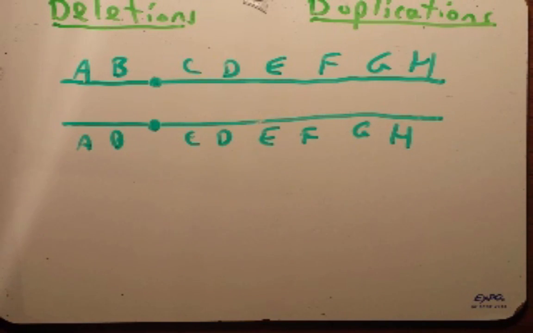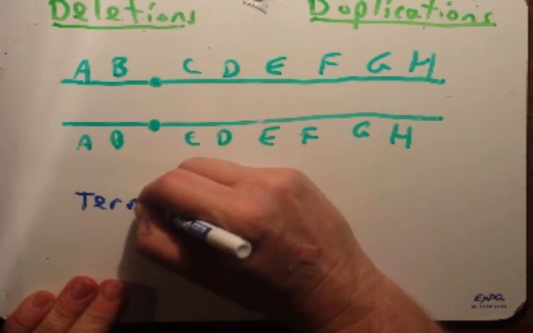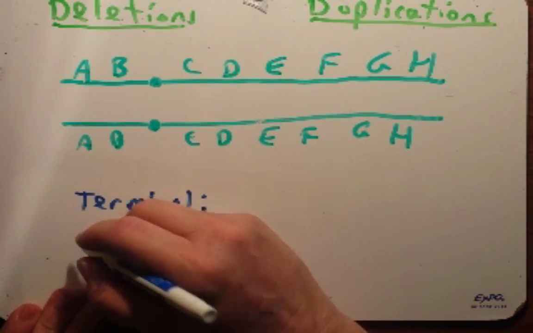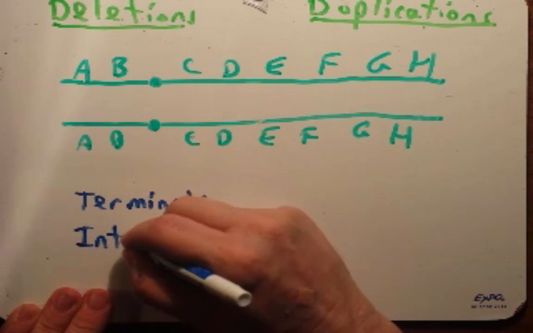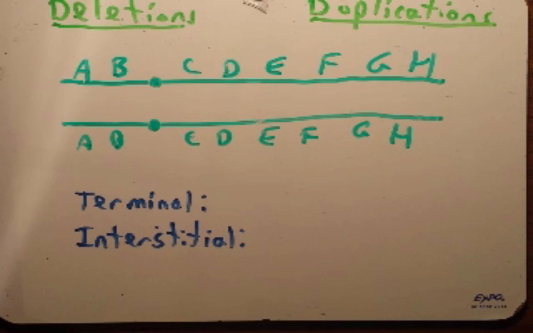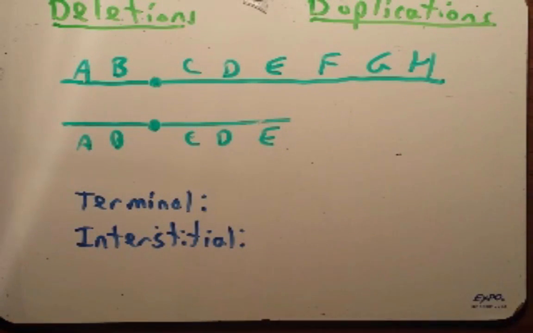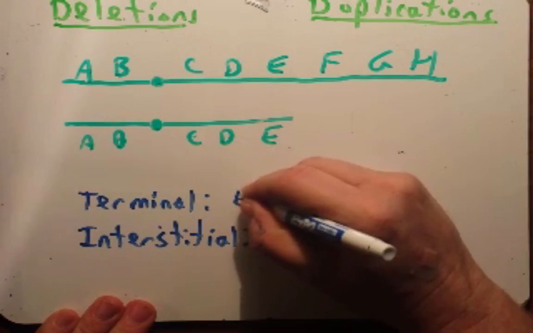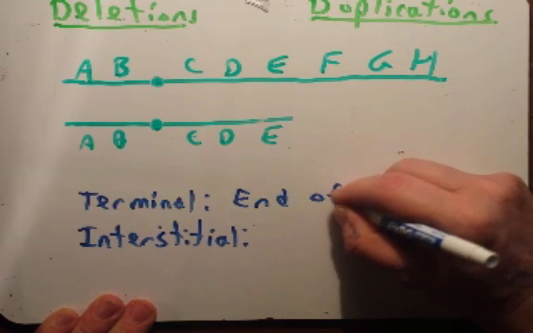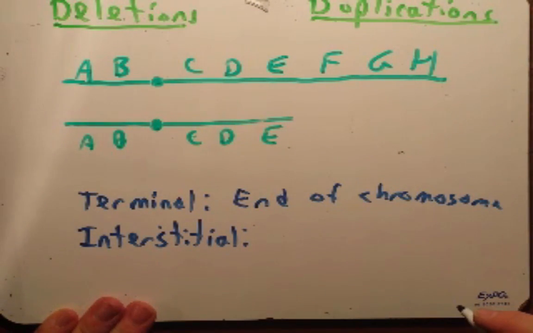Then what happens with a deletion is you can have one of two kinds of deletions. You can have a terminal deletion or an interstitial deletion. The terminal deletion is as the name implies or sounds. It's when the end of one of the chromosomes is deleted. End of chromosome is where the deletion occurs.